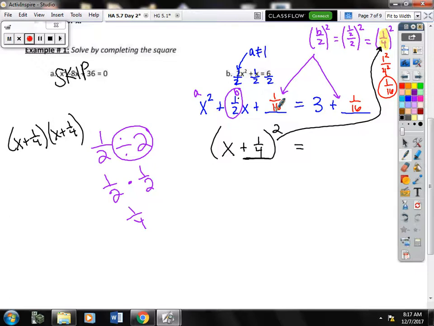All right, over here we would need a common denominator, which would be 16. So we'll get 48/16 plus 1/16. Which will get me 49/16.